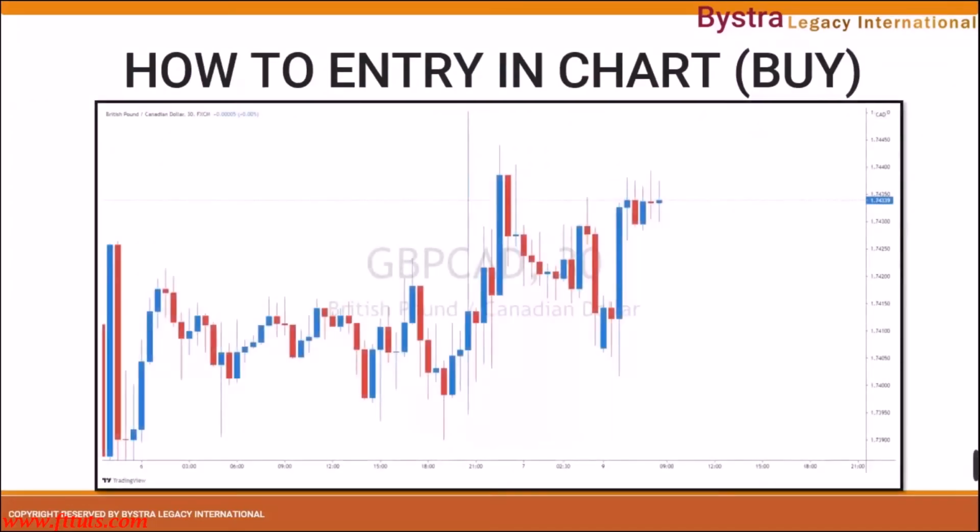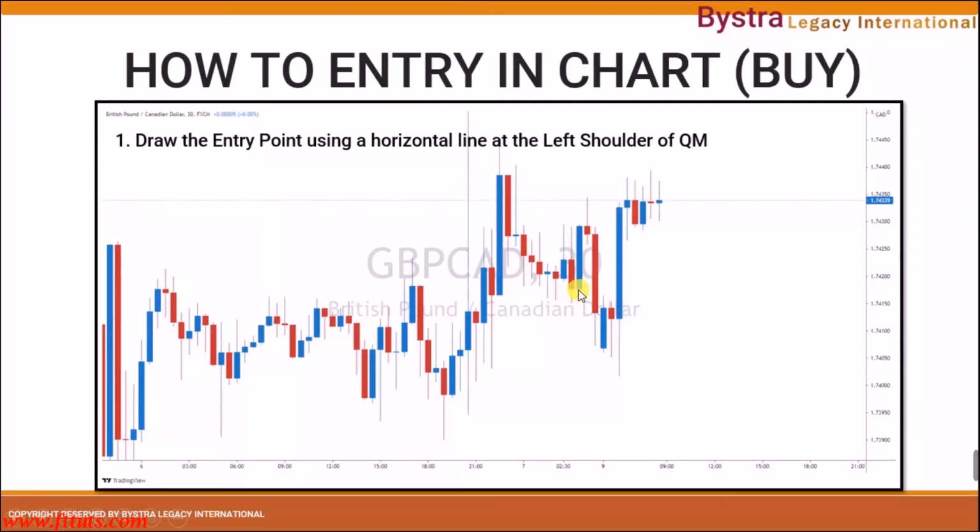This is for a buy setup. As we can see here, there's the QM shape. There is the left shoulder, low, high, lower low, higher high. So first we draw the entry point using the horizontal line, which is this. After we have drawn the horizontal line, next we need to mark the zone. This zone is just marked from the body until the shadow as a reference. When the price comes back in, at least it is easier for us to monitor.